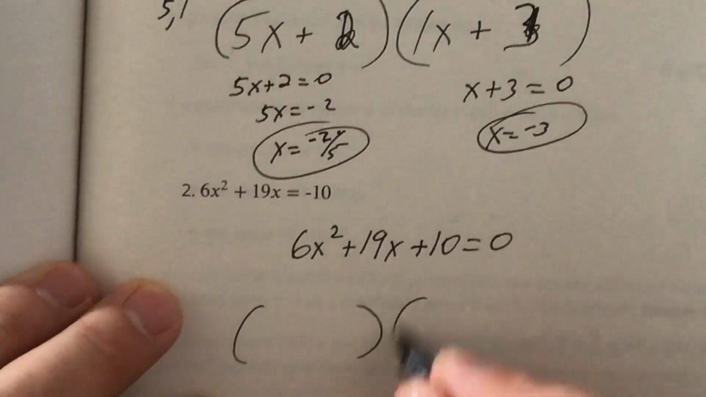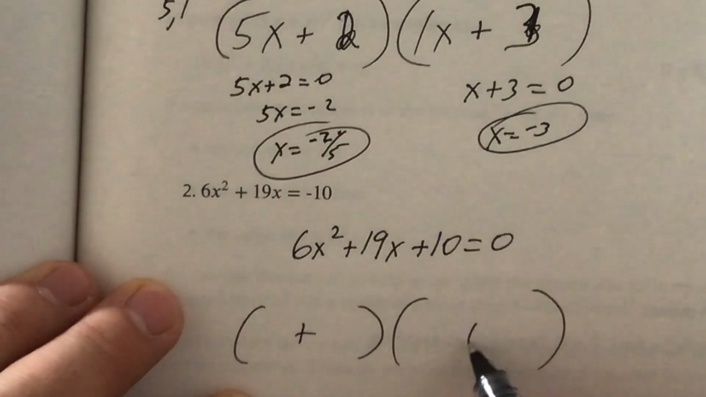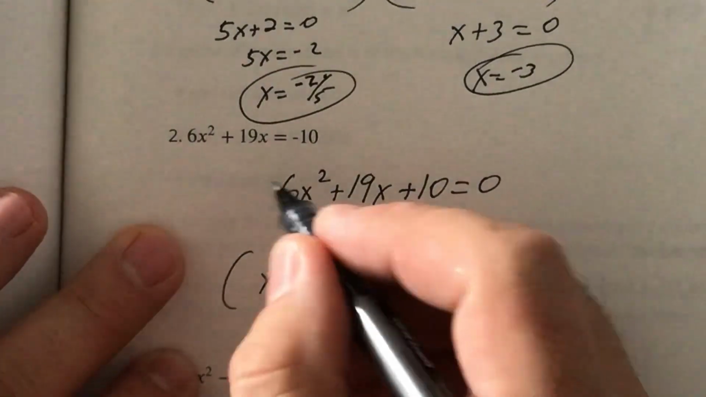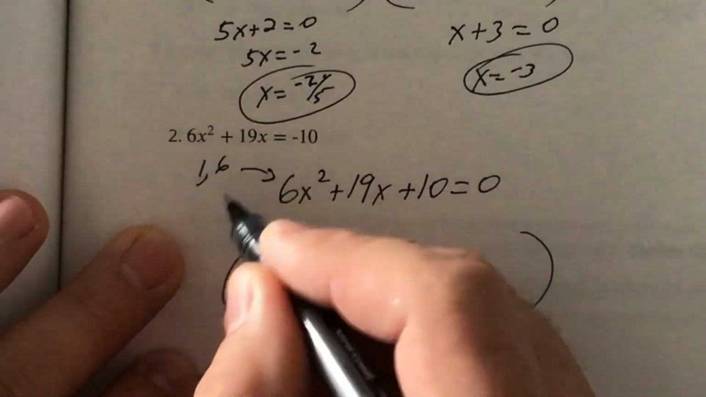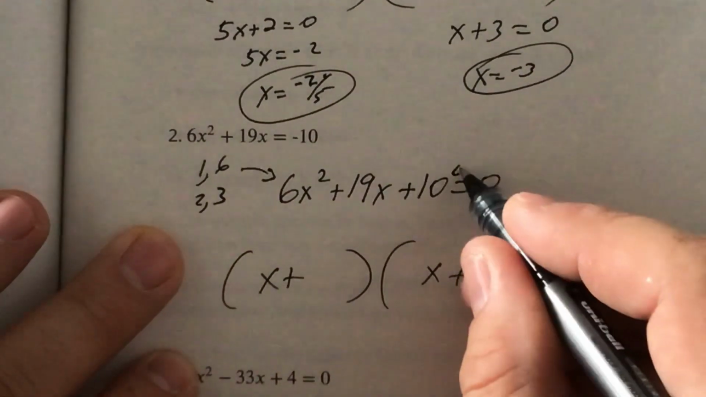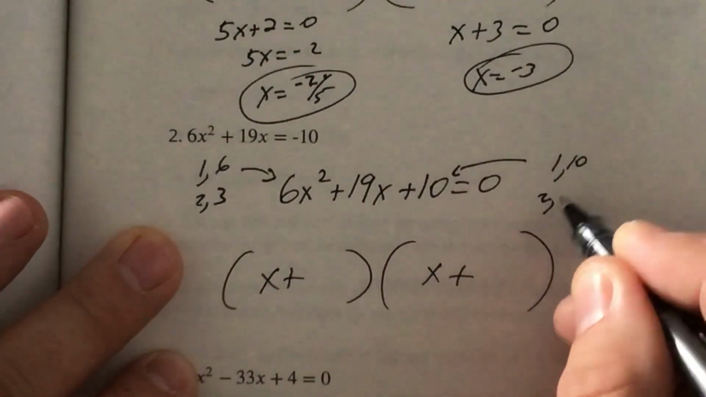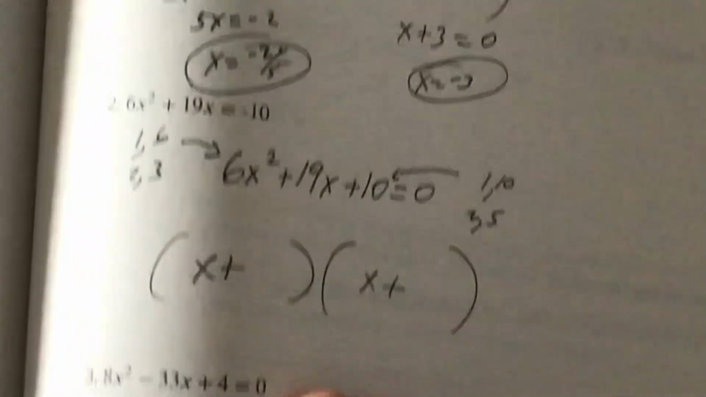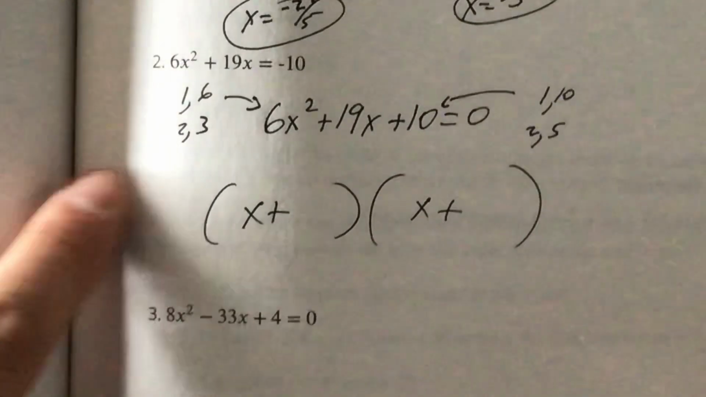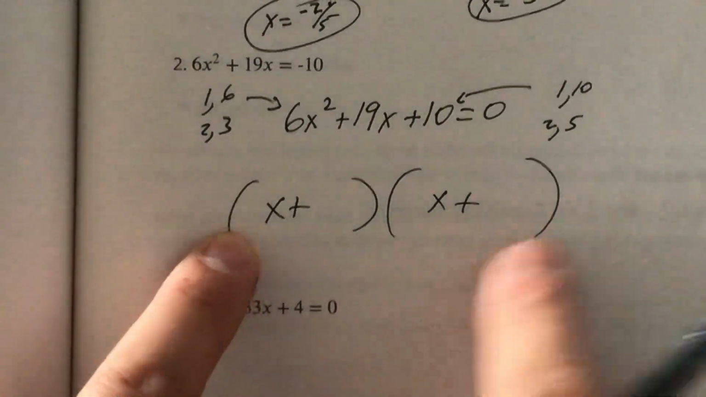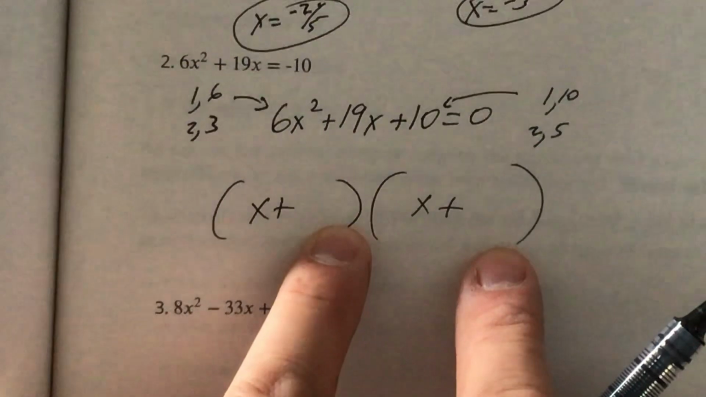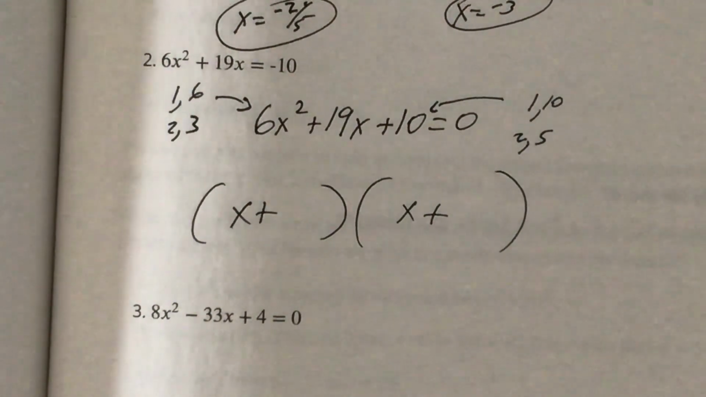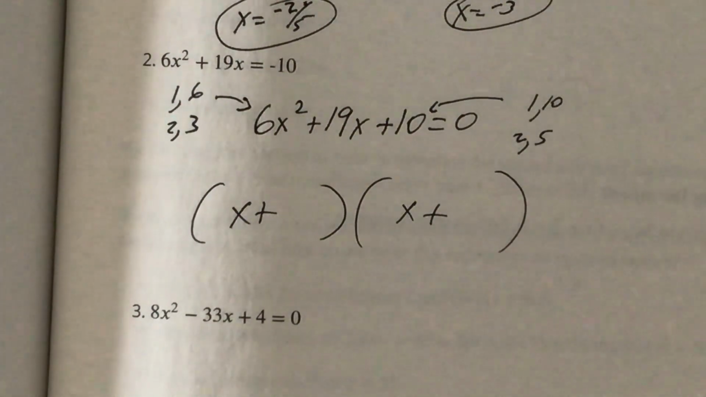And I'm going to factor. Everything's a plus there, so these are plus. I do not know what number goes in front yet because 6 has multiple choices, as does 10. So you're trying to add up to 19. Here's your choices for the first numbers that go in front of the x. Here's your choices for the second numbers that go here. I'll give you a minute and see if you can get to 19. If you have no idea what you're doing, just start plugging in.